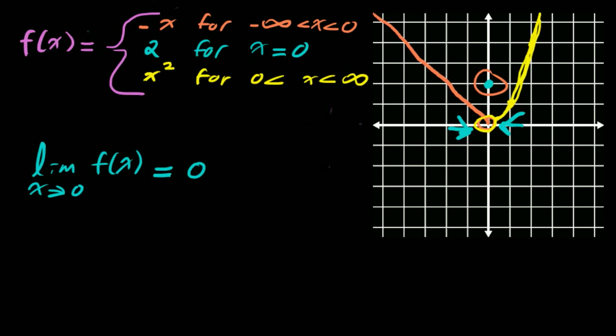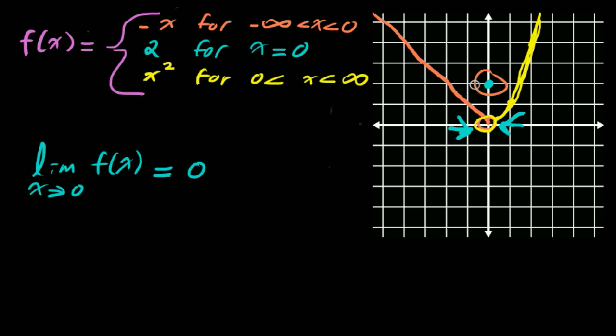It's not like some part of this function is going up to this point at 2. No part of the function is approaching like that. We just have this point at 2, defined as an outlier.